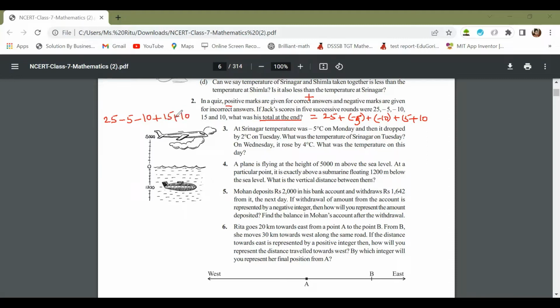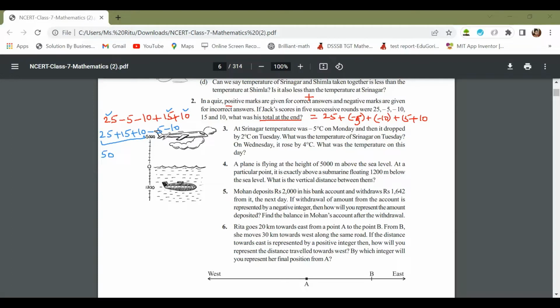Now what we will do, we will check out the positive numbers here. So if you check, the positive numbers are this 25, 15 and 10. So we will add these three. So we'll write these three numbers together: 25 plus 15 plus 10, and the negative numbers are the remaining 2. So we'll write them together. Now we'll add these three numbers first of all because they are positive. So 25 plus 15 is 40 and plus 10 is 50.